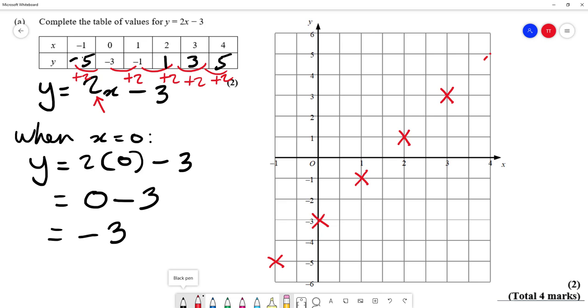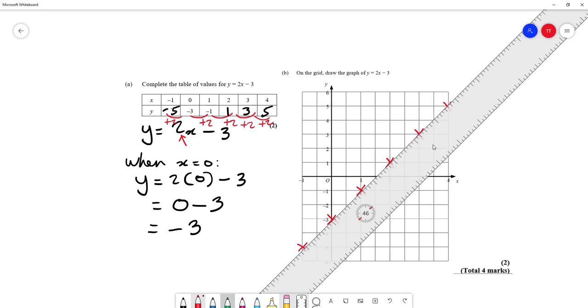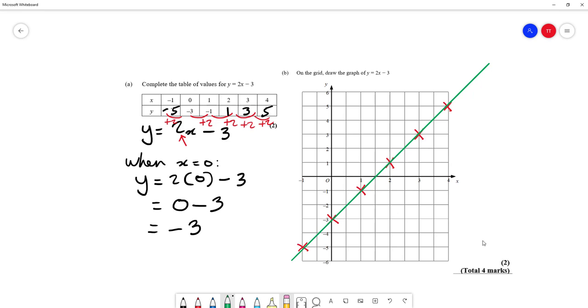So 4 on x, 5 for y. So we get a nice straight line. Now we can tell that the answer is right because all the coordinates form a nice straight line there. We can draw a nice straight line through all those coordinates, like so. And there we have it. That's our graph, and we can label that as y equals 2x minus 3.